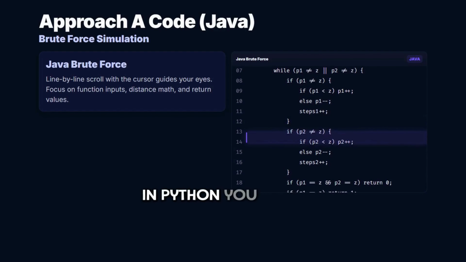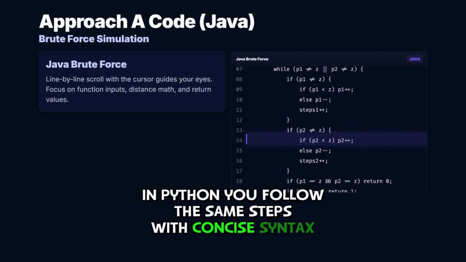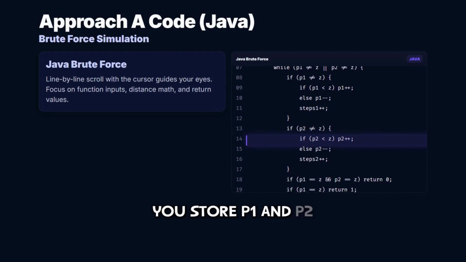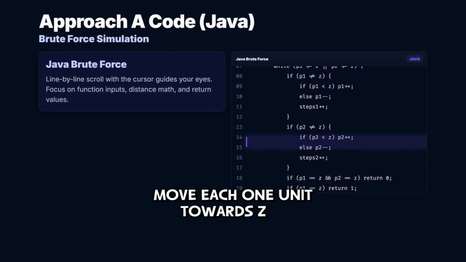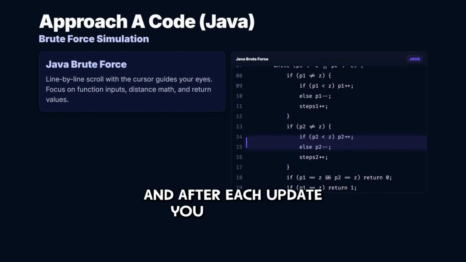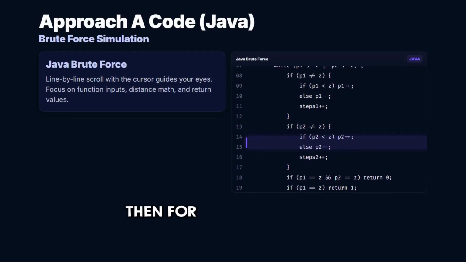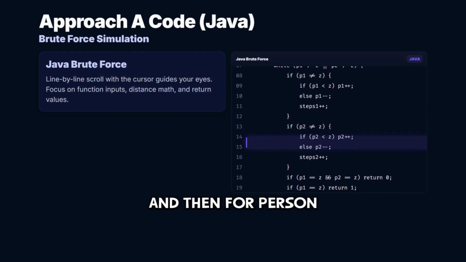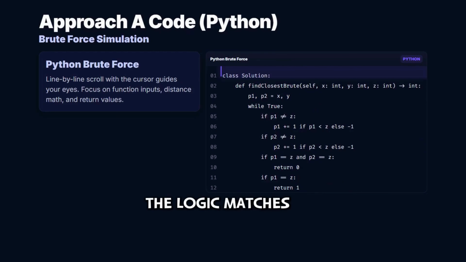In Python, you follow the same steps with concise syntax. You store p1 and p2, move each 1 unit toward z in a loop, and after each update you check first for the tie, then for person 1 winning, and then for person 2 winning. The logic matches the Java version and is easy to read and test.